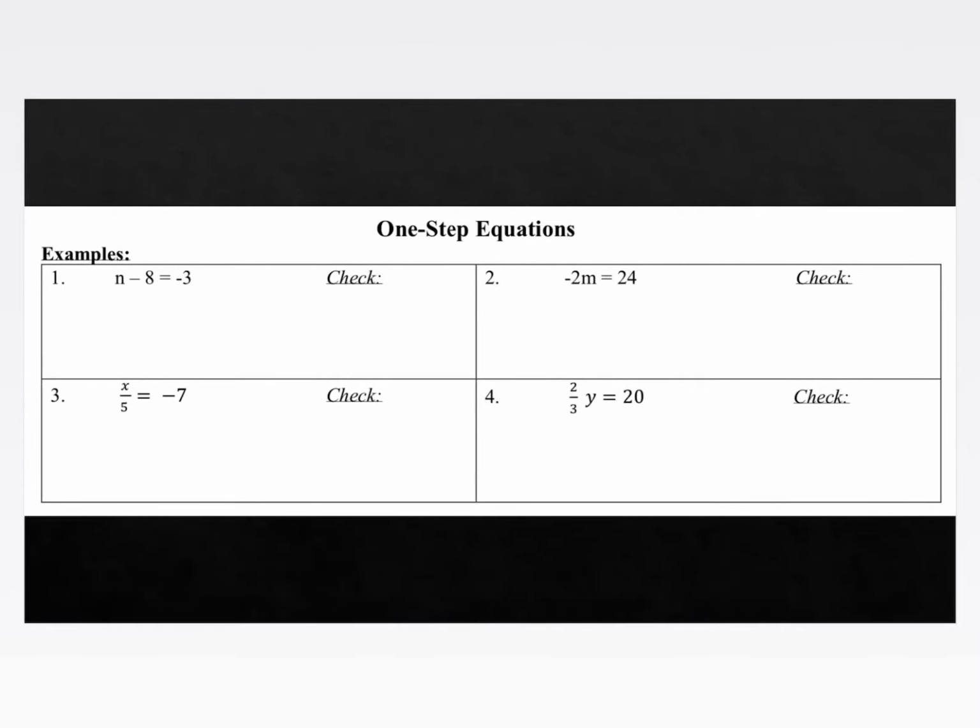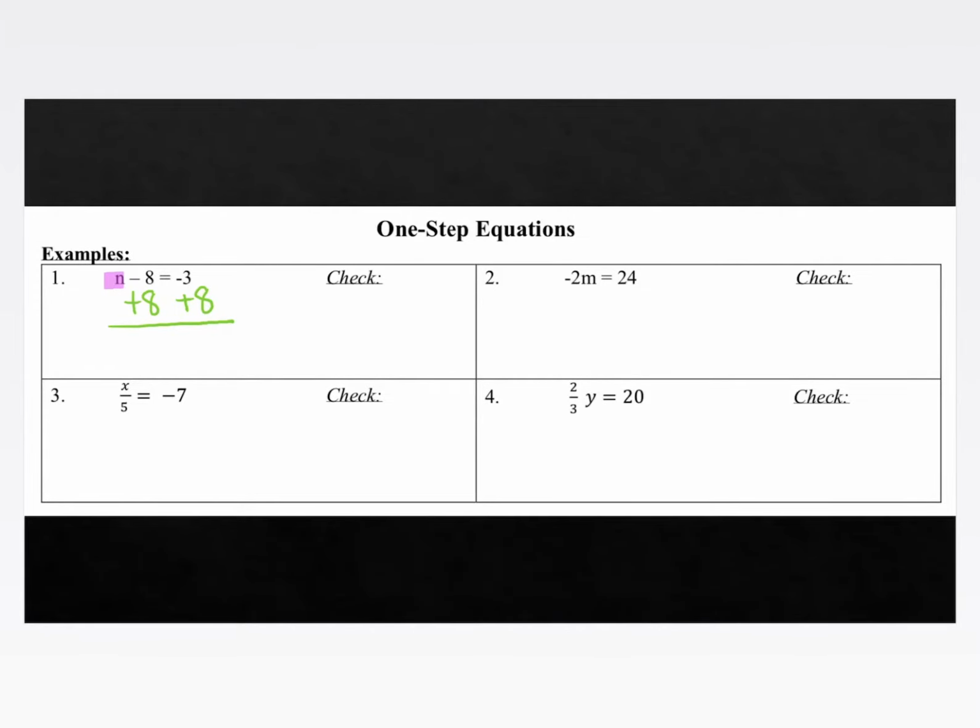In our first example here, we have n minus 8 equals negative 3. So the unknown that we want to solve for is n. Well, we have n minus 8 on the left-hand side. Since we see subtraction, we need to use the inverse. The inverse of subtraction is addition. So we're going to add 8 to both sides, because what we do to one side, we have to do to the other.